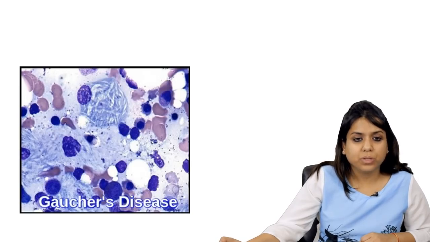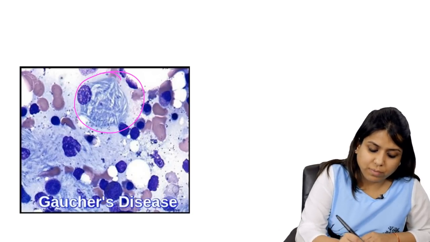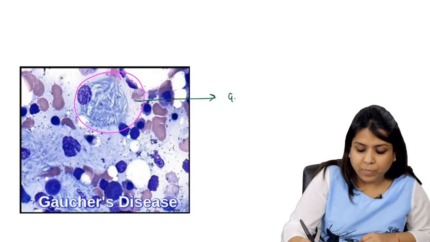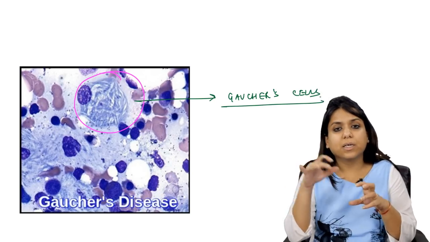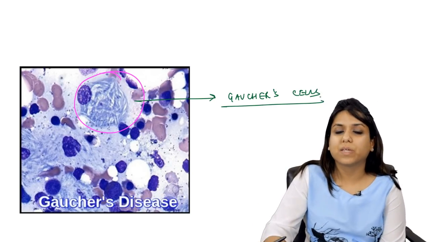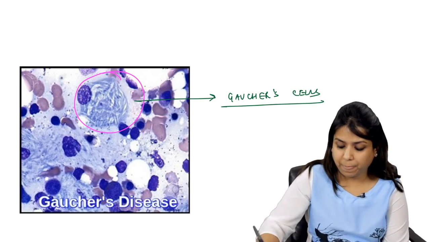Very important, students, Gaucher's disease. This beautiful cell which all of you can see is a Gaucher's cell. What is a Gaucher's cell, students? As you can appreciate, it has a crumpled tissue paper appearance of cytoplasm. Wrinkled tissue paper appearance, this is a Gaucher's cell.